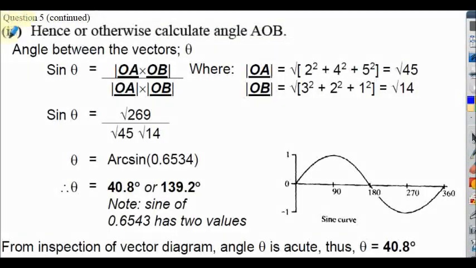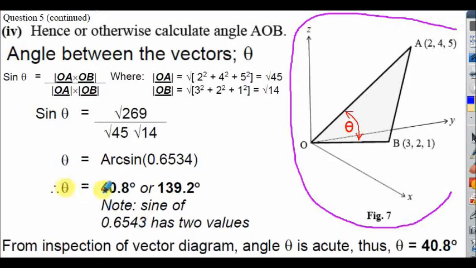Question 5, part 4. As I said, the solution in this case will be the acute angle. That's by inspection of the vector diagram given in the question. So theta is 40.8 degrees. Just another slide showing the same calculation but highlighting the angle is acute.